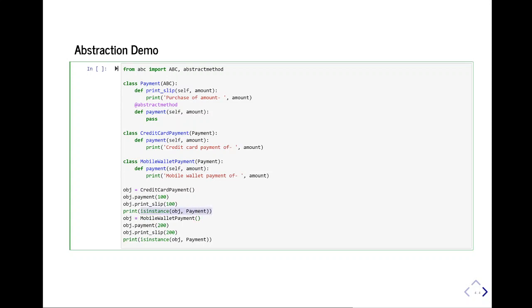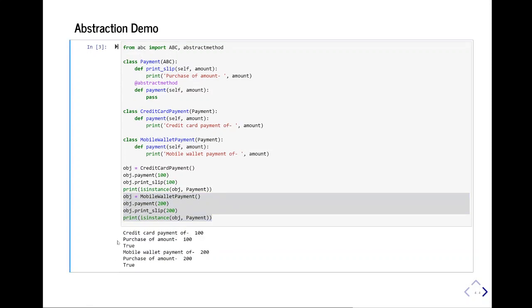And we're going to do the same exact thing for mobile wallet, and everything will print out at the bottom. So let's go ahead and run this. We get our first expected statement of credit card, and we can see for mobile we get the expected statement, and we can see we have that generic base class function that came through on print slip for both of them.